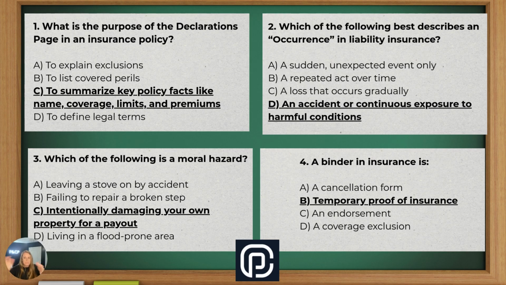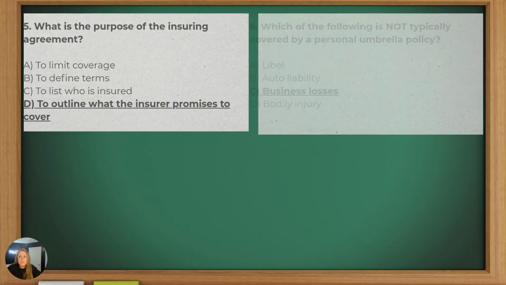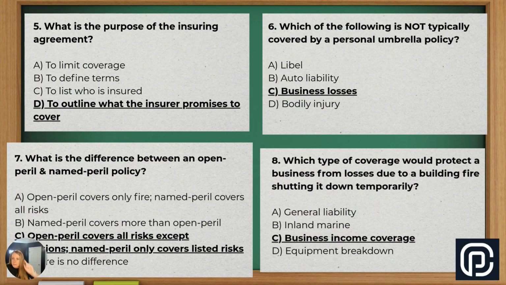That binder, like we just said, is the temporary contract, right? It's a temporary proof of insurance. So that binder goes into effect immediately from the time of application. It stops once the policy is issued, right? So it's only temporary until the policy is issued. Very easy to get those questions mixed up on the exam when you're reading through those answer choices. So don't get fooled by that. It's not when the policy goes into effect, it's when the application goes into effect.